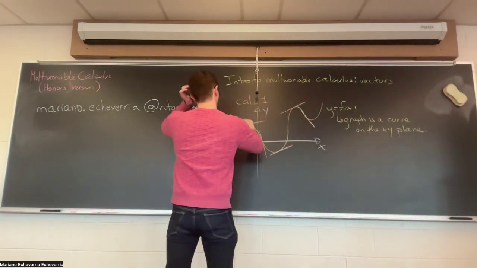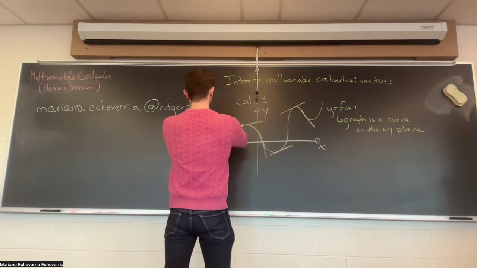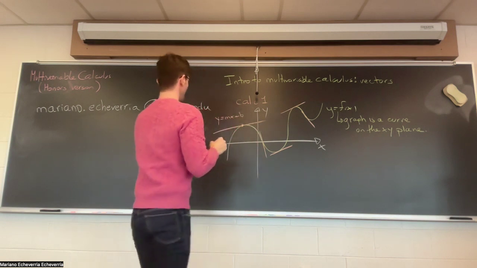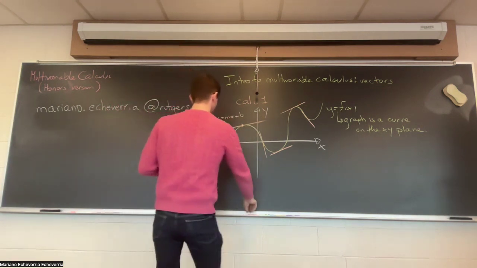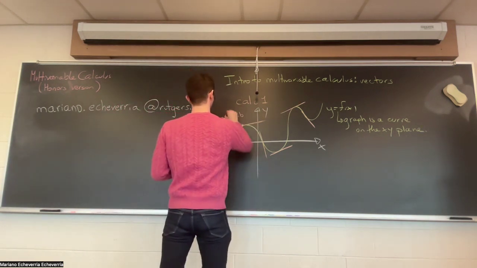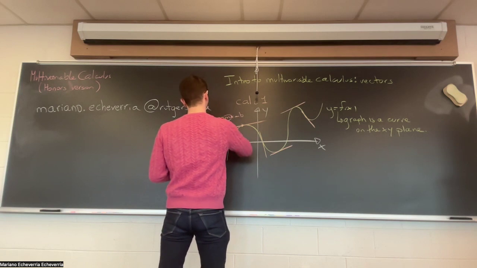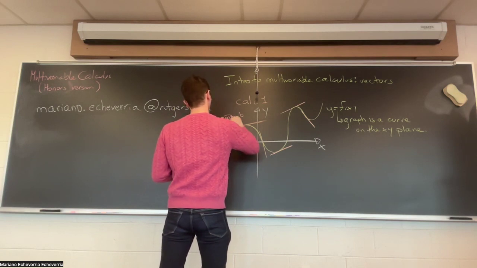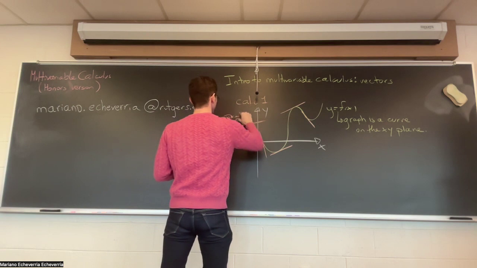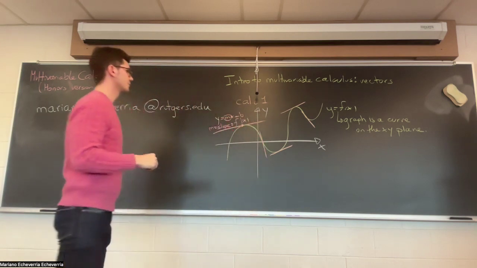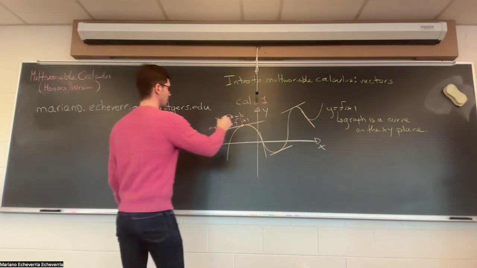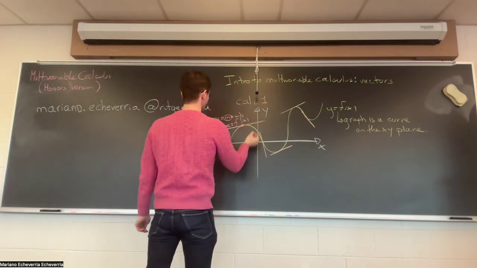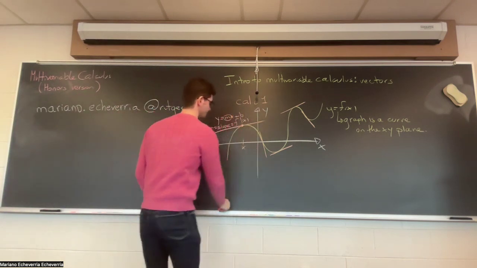So the equation of a line in general is y equals mx plus b, right? But this m, which is the slope, would be the derivative of the function with respect to x. Let's say this is the point x.